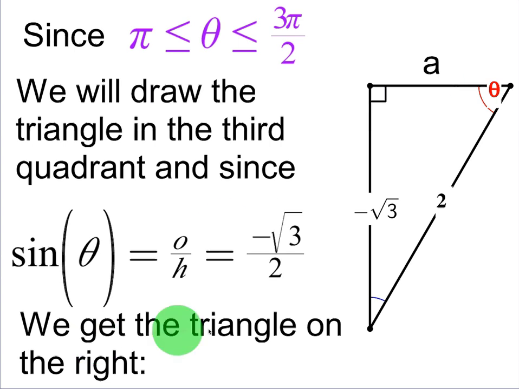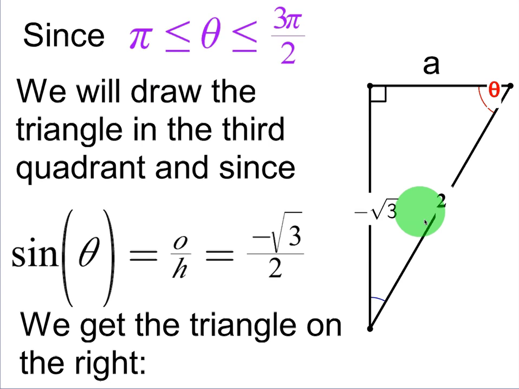So it says we get the triangle on the right, and since sine is opposite over hypotenuse, I'm going to label my opposite side negative square root of 3 and my hypotenuse 2. I could label this negative square root of 3 over 2 and the hypotenuse 1 using the unit circle, but you're going to get the same thing, and to me this is a little bit easier to deal with, especially when using the Pythagorean theorem.